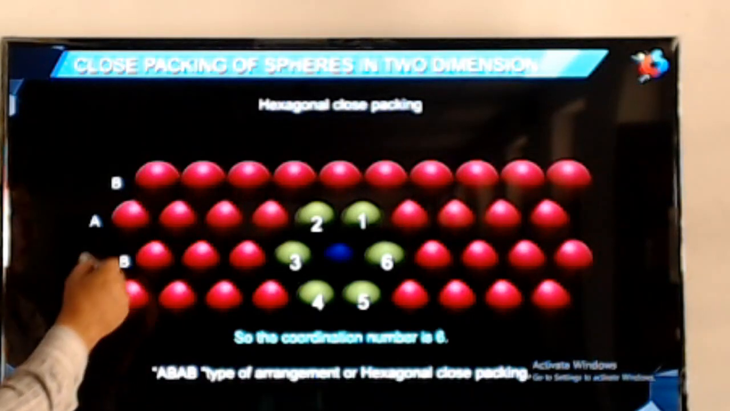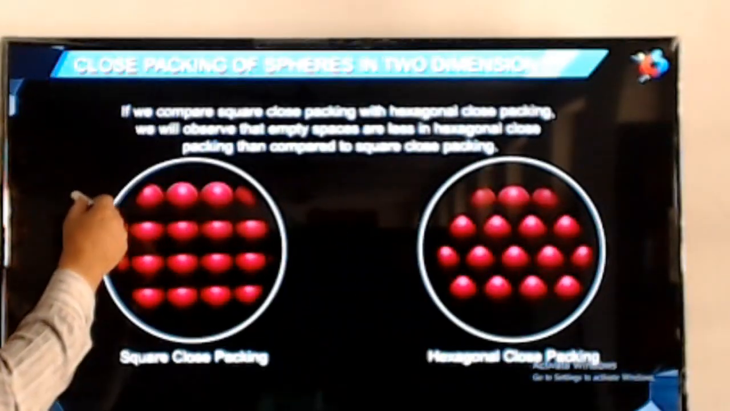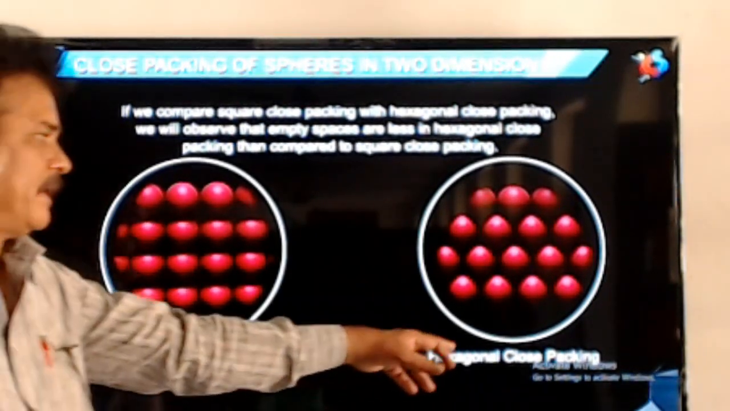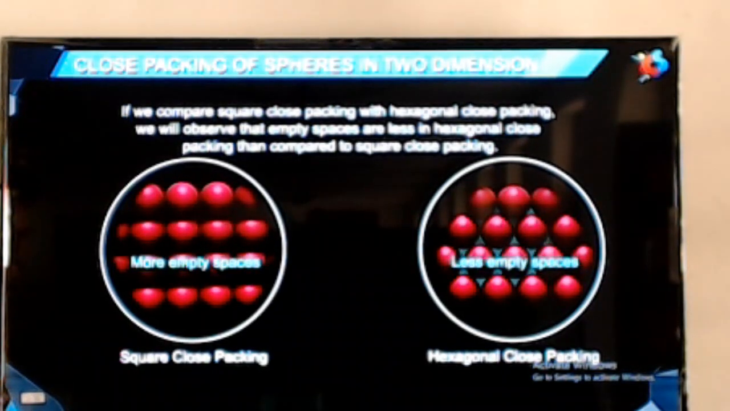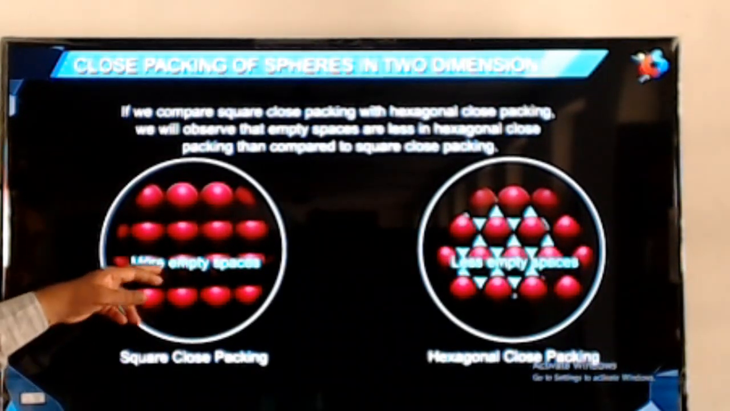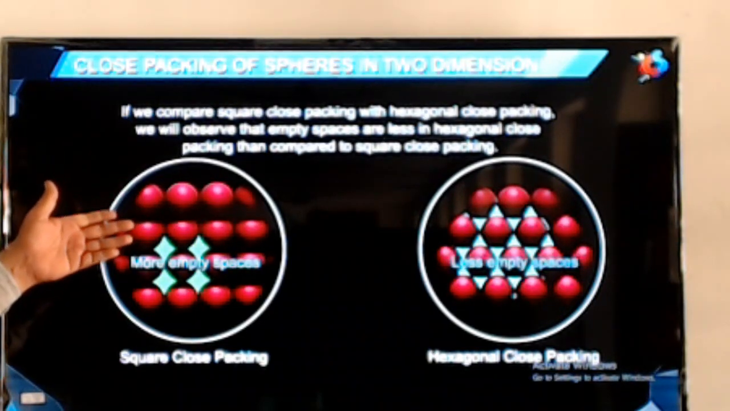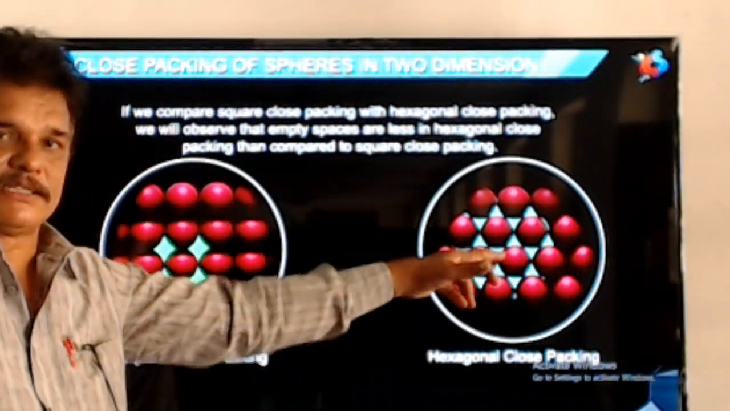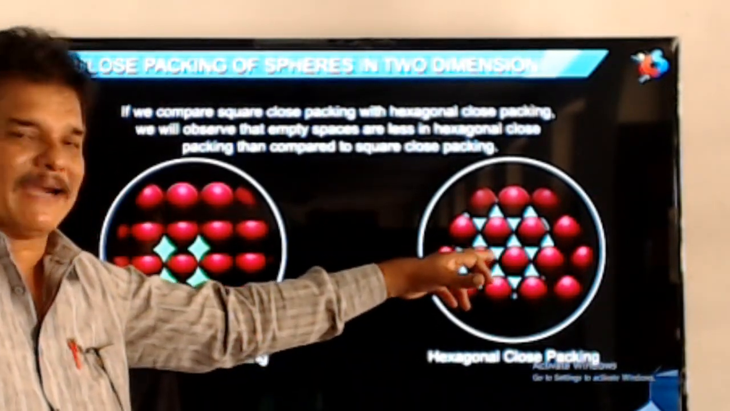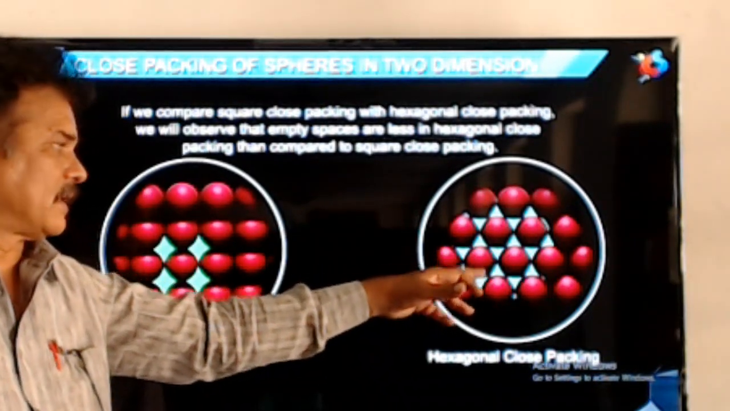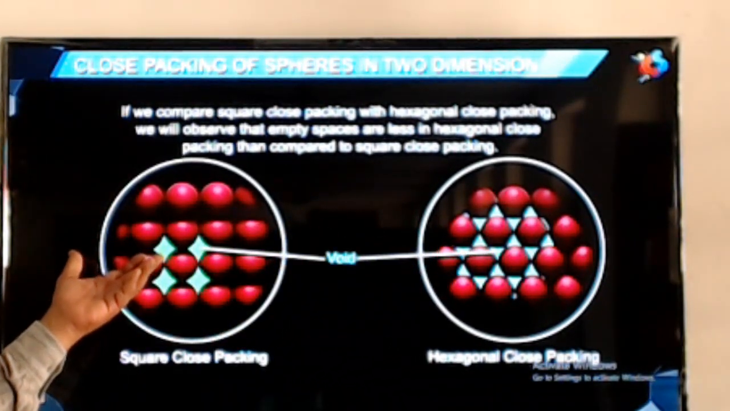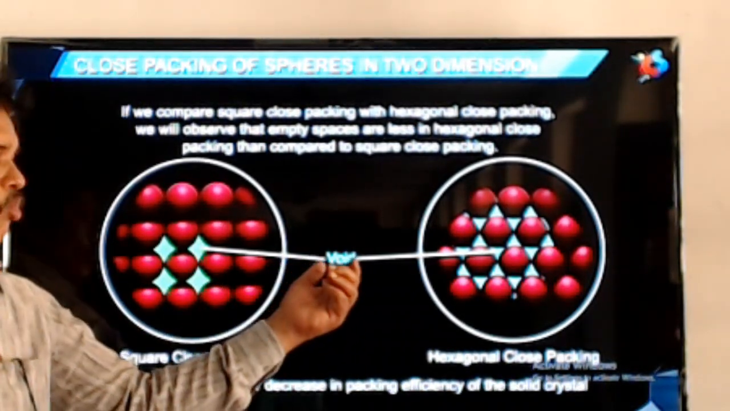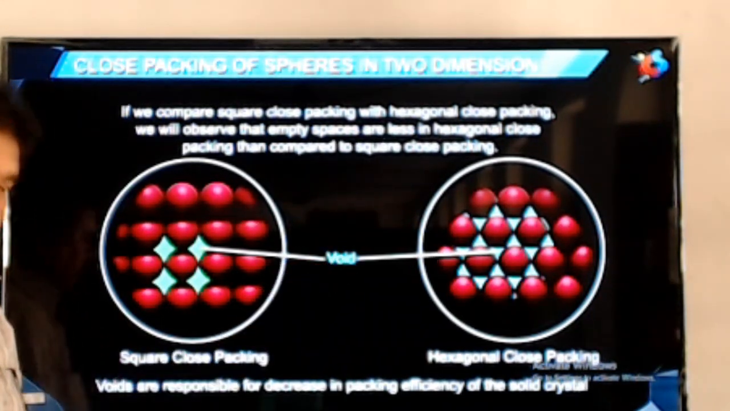So if we designate the first and third rows as A and the second and fourth as B, this is called AB type of hexagonal close packing. In square close packing, empty space is more. I already showed that one. In hexagonal close packing, the empty space is less. That means more space is occupied by the spheres in hexagonal close packing and less space is occupied by the spheres in square close packing. The vacant space is called void. We have already discussed this.